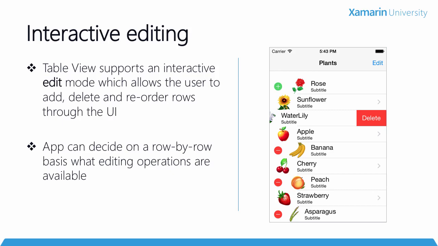In the application you see here, you can see that we can insert a row at the top, indicated by the green plus icon. We can delete the banana, peach, and asparagus items, indicated by the red minus icon, and the water lily is actively being deleted, shown here with the delete button. All of this UI is built into the table view and provided by simply turning on a built-in edit mode and overriding a few delegate methods to control the behavior. Let's look at the steps that are required to implement this feature.